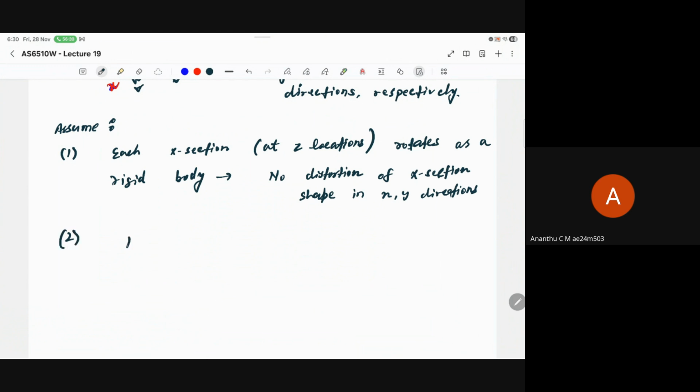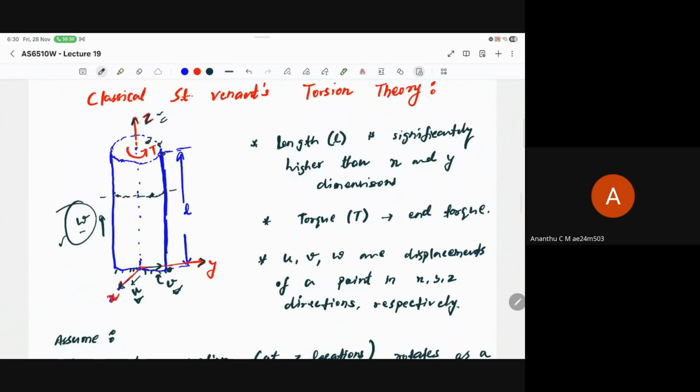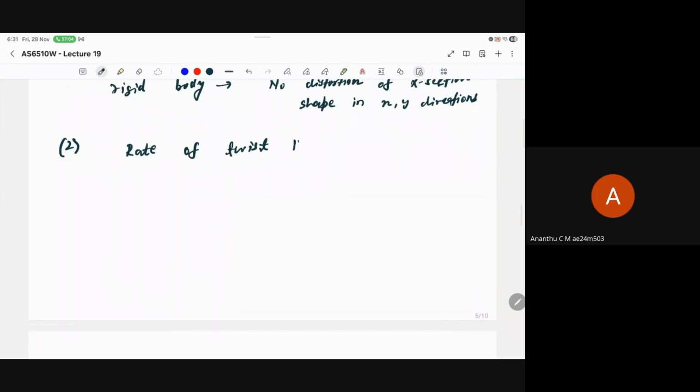Second, the rate of twist. When you apply torque at the top, this is the end torque, starting from the bottom, which is the zero position. Because of this torque, you are going to have twisting, and twisting is going to vary from bottom to the top. The variation of the twisting is the rate of twist. So the rate of twist is how the twist is changing from the bottom to the top surface. The rate of twist, denoted by K, is constant.